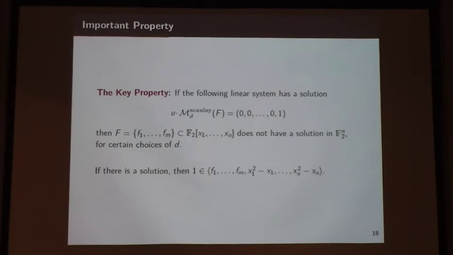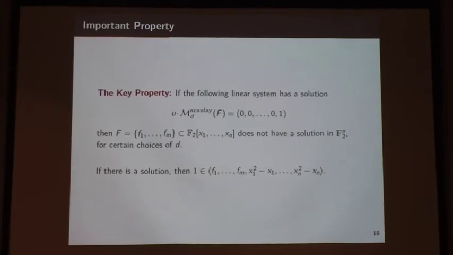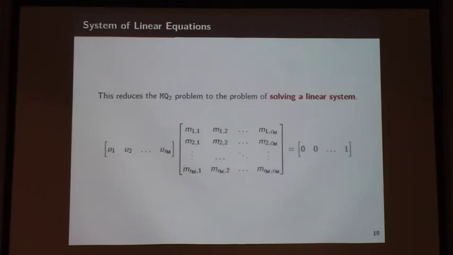The key property of the Macaulay matrix is that if the system has a solution, this U, M equals, we'll call this vector R, then the original system doesn't have a solution. Because this would imply that 1 is in the ideal generated by the system of equations and the field equations. So we have our linear system here, and the problem is to solve it, to check the consistency, not to solve it.